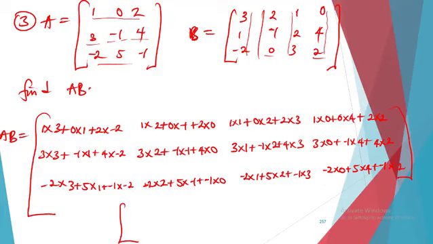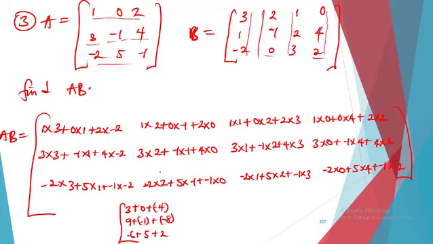So we have 1 times 3, which will give us what? 3 plus 0 times 1 is 0. 2 times minus 2 is minus 4. Okay, 3 times 3 here is 9. Minus 1 times 1 is minus 1. 4 times minus 2 is minus 8. Minus 2 times 3 is minus 6. Plus 5 times 1 is 5. Minus 1 times minus 2 will give us what?